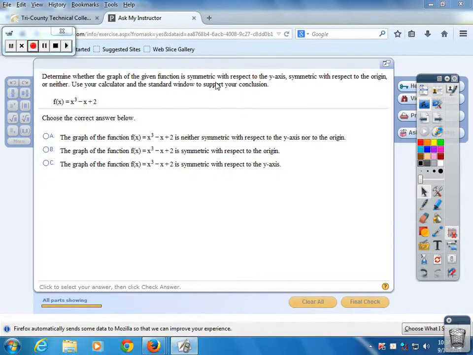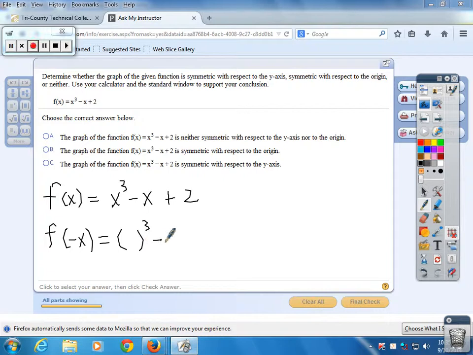Determine whether the graph of the given function is symmetric with respect to the x-axis. All right, we'll do this one. So plug it in, plug and chug. Check to see what f of negative x is and what negative f of x is. F of x is equal to x cubed minus x plus 2. F of negative x is equal to parentheses cubed minus parentheses plus 2, and that's a negative x there and a negative x there.